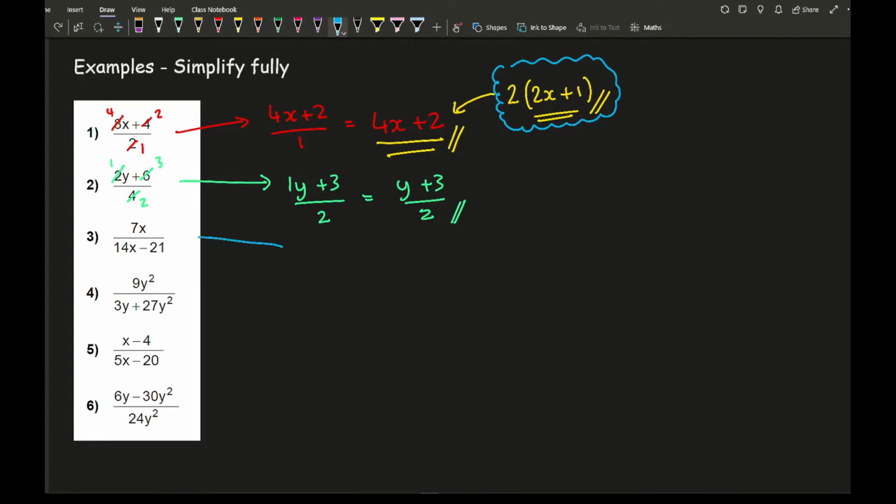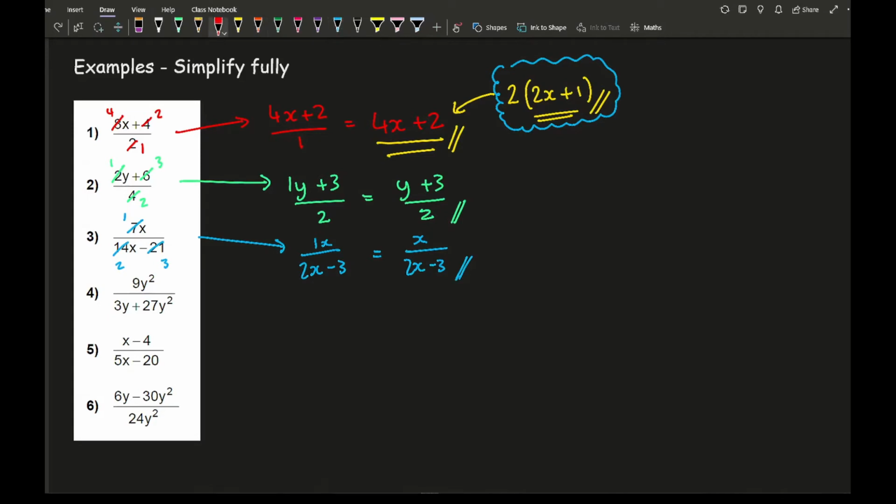Looking at question 3, so again I've got letters and numbers. Looking at the numbers, is there a common factor between the 3 terms where they've all got numbers? Well, yes, there's 7, so if I divide all the numbers by 7, what I'm left with is 1x over 2x minus 3. Now I can't cancel the x because there's no x in that third term of 21 or 3. So this just becomes x over 2x minus 3. And I can't factorize the bottom, so I'm just going to leave it as it is, and there we go.